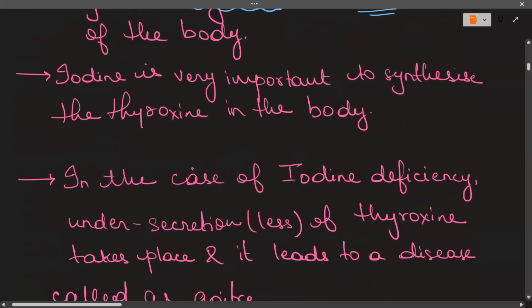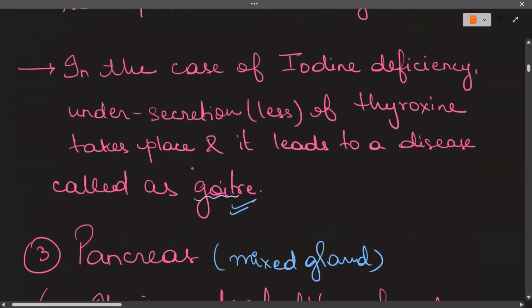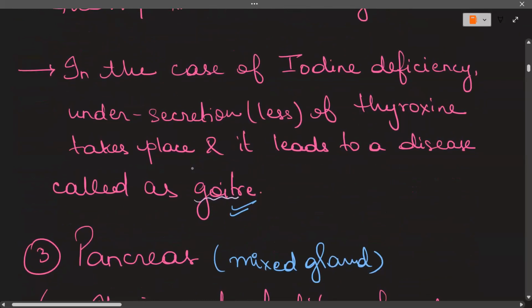Now, just in case iodine is deficient in our diet, thyroxine will be under-secreted because it will not be synthesized properly. When that happens, it leads to a disease known as goiter. You might have seen pictures on the internet of people having a really swollen neck. That is goiter. So this was about the thyroid gland. Any doubts?